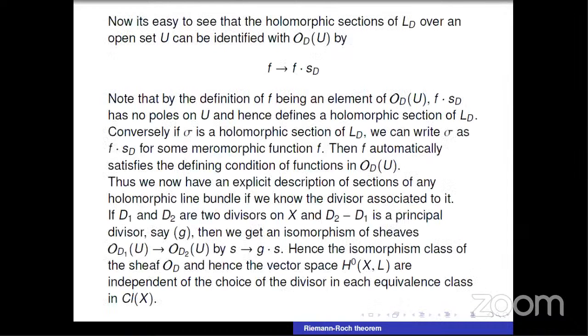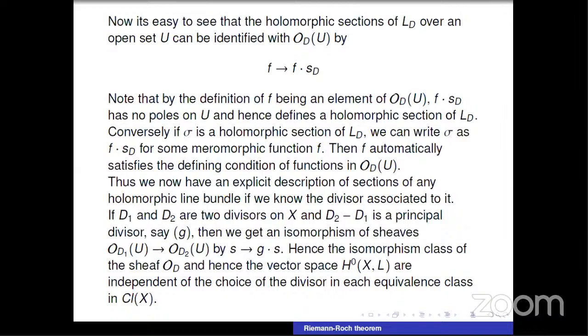Okay. So now, thus we have an explicit description of sections of any holomorphic line bundle if we know the divisor associated to it. And now if D1 and D2 are two divisors on X, and D2 minus D1 is a principal divisor, say divisor of some G, then we get an isomorphism of sheaves O_D1 of U to O_D2 of U given by S goes to G times S.